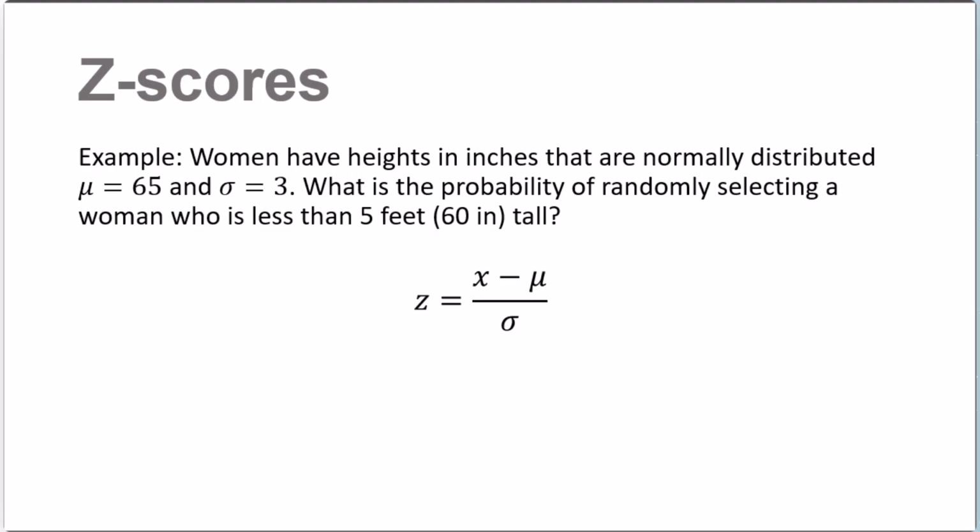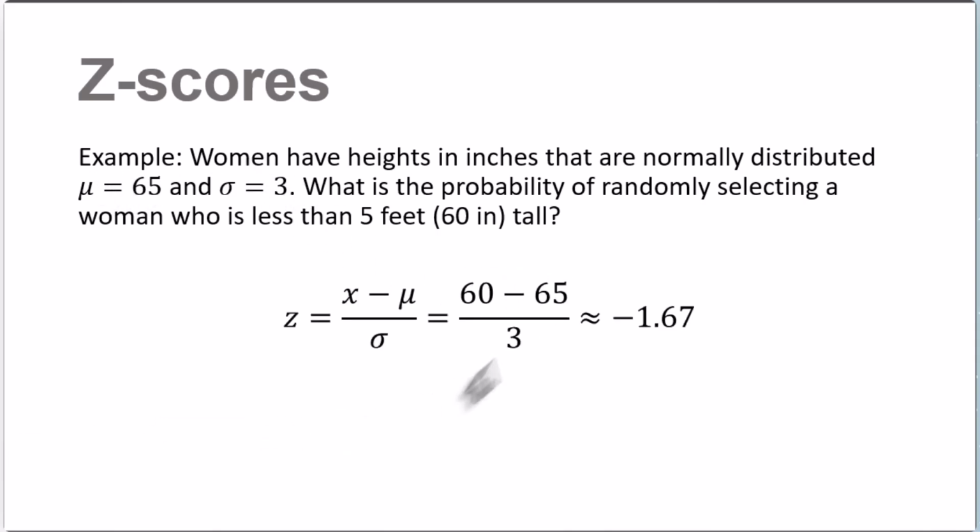I want my x value, which in this case would be the 60 inches, my mean, 65, and the standard deviation, 3. Here's what that looks like. So 60 minus 65, that would be a negative 5. This is negative because 5 feet or 60 inches is lower than the mean. And then divided by 3, this gives me about negative 1.67.